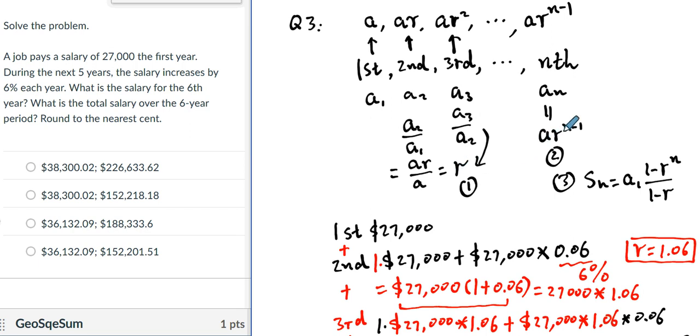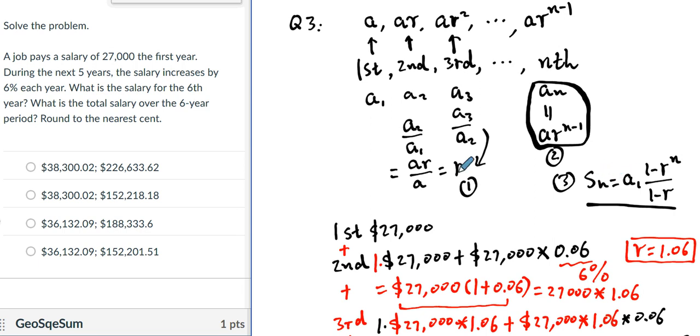And then the general formula would be this one. That's the second one. The nth term will be the first term times the common ratio to the n minus 1. Again, the exponent is always 1 less than the index. But for the sum formula, the exponent will be equal to the index.